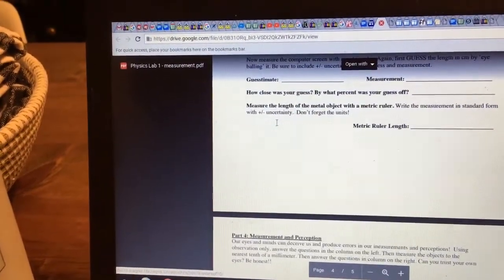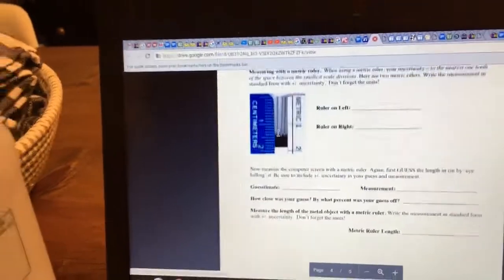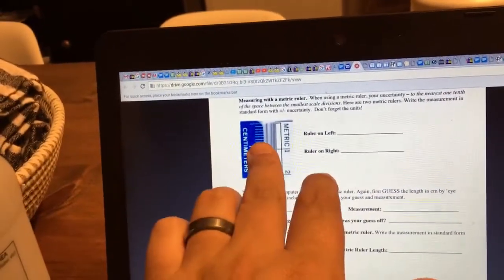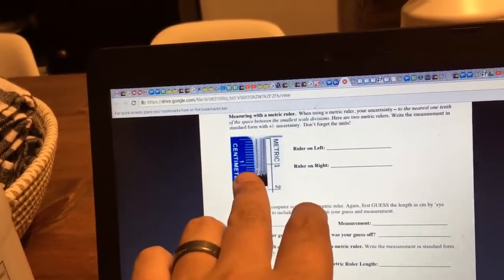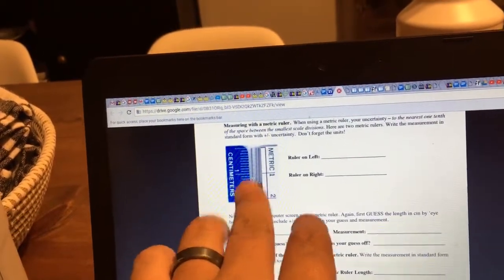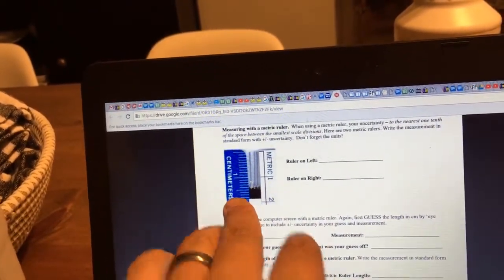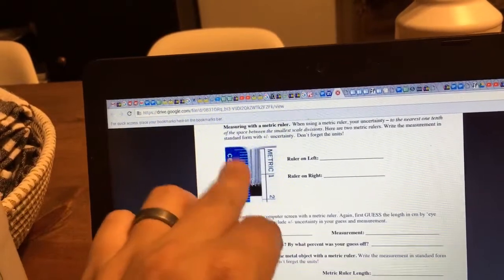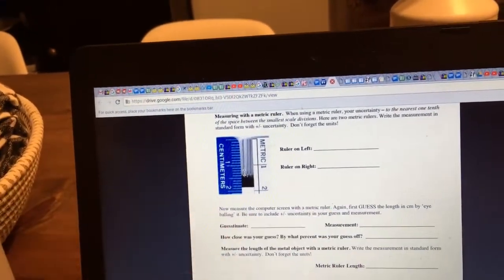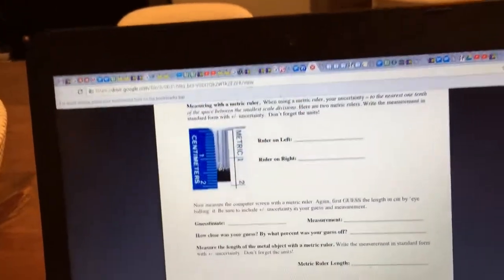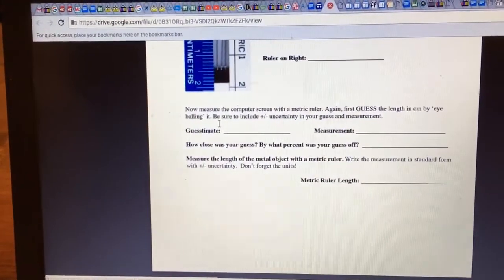Let's see, what else? Oh yeah, this says to measure with a metric ruler. I'd actually hoped to do this in class, but we ran out of time. So if you have a ruler at home that is metric, then you can use that. If not, you can use this and use it a few times, like move your phone across the screen until you get it.